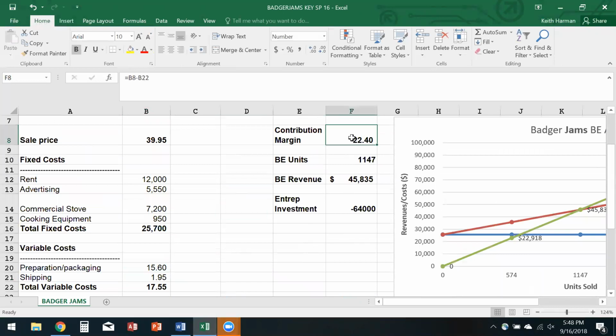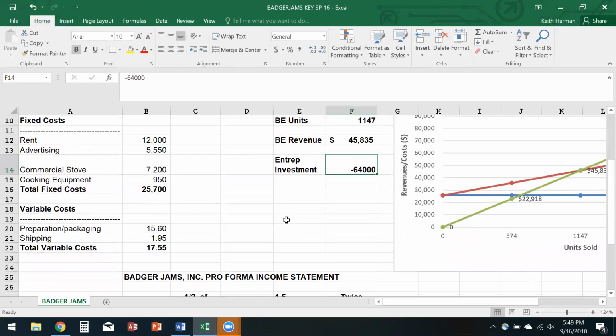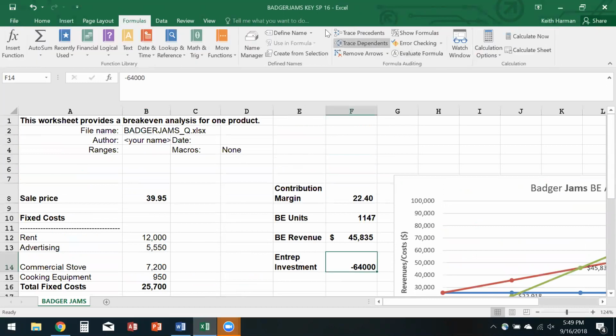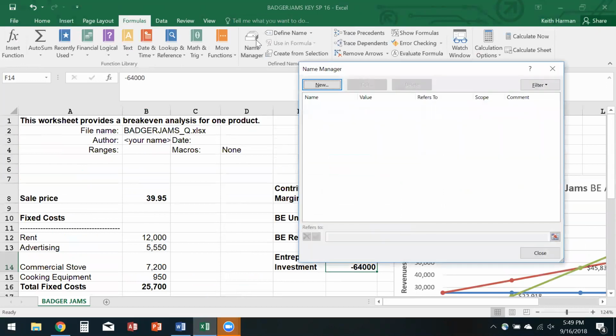Okay. Now, I have one other thing over here that we have the contribution margin. I want you to note this. All right. And then we have the break-even units and the break-even revenue. And then the entrepreneur's investment. Okay. Now I want to go up here for just a moment, and I'm going to click on formulas. All right. And there's our friend, the Name Manager.